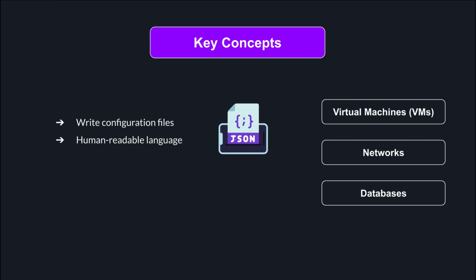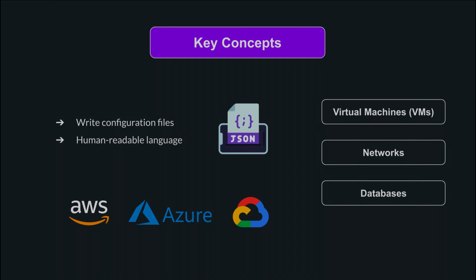Terraform then interprets these configuration files and interacts with the respective cloud service providers' APIs, such as AWS, Azure, and Google Cloud, to create, modify, or delete the actual resources to match the defined configuration.